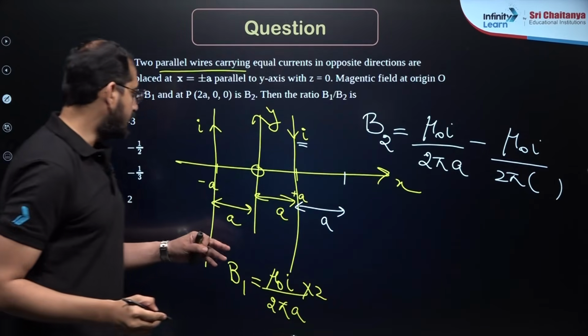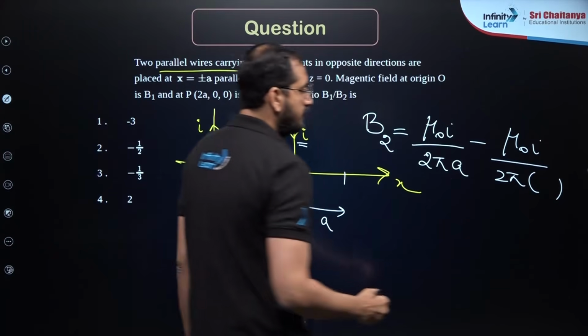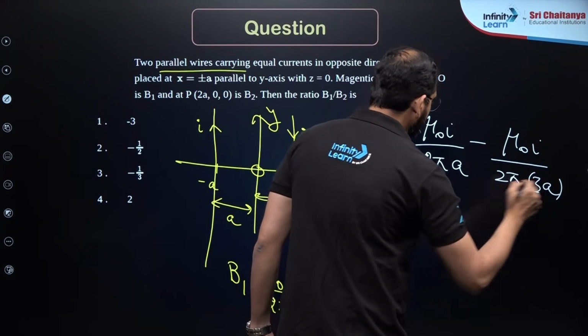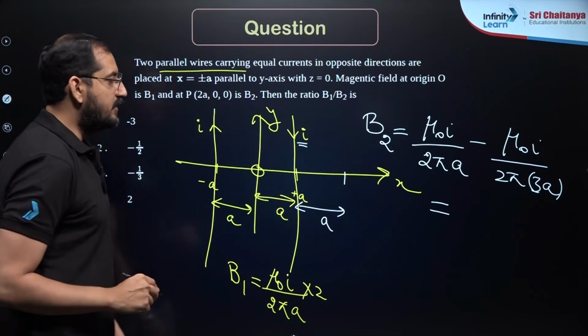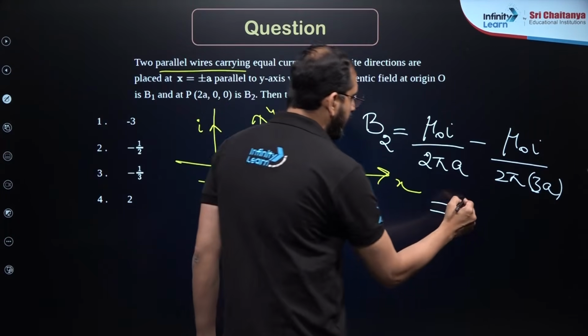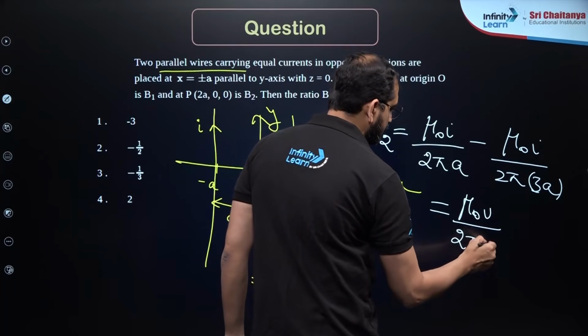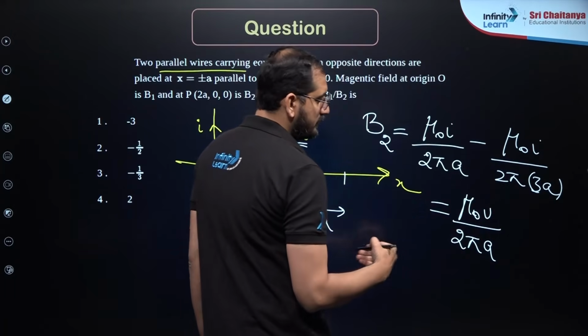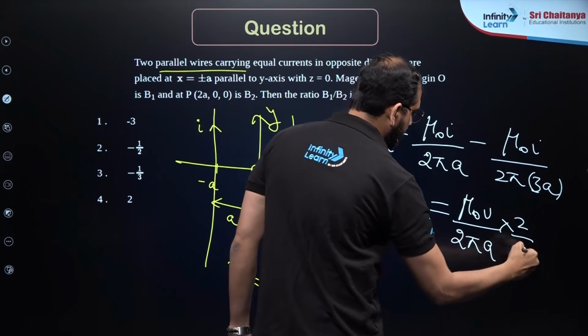Let's see how much is this distance. 3A is the total distance. Please don't make this type of geometrical mistake because traps are there. Okay, do the calculation carefully and take out 2 pi A common. Okay, and here you will get this thing as 2 by 3.